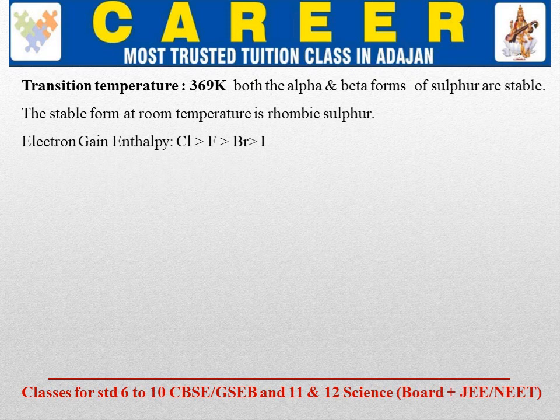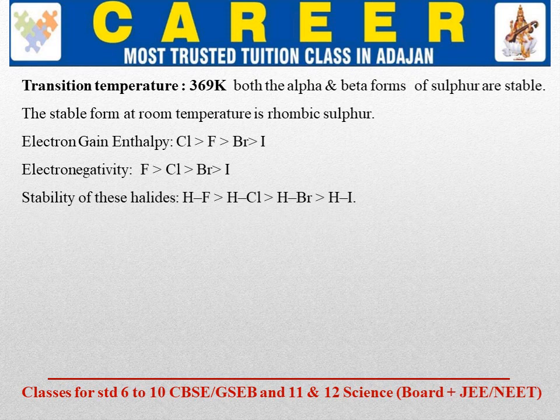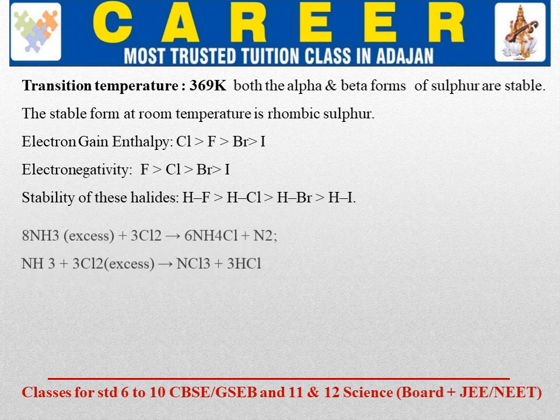Electron gain enthalpy: chlorine has the highest electron gain enthalpy. Normally, as we move down the group, electron gain enthalpy decreases, but chlorine is higher. Cl greater than F greater than Br greater than I. Electronegativity: fluorine is greater than chlorine, bromine and iodine. Stability of halides: HF is more stable than HI.